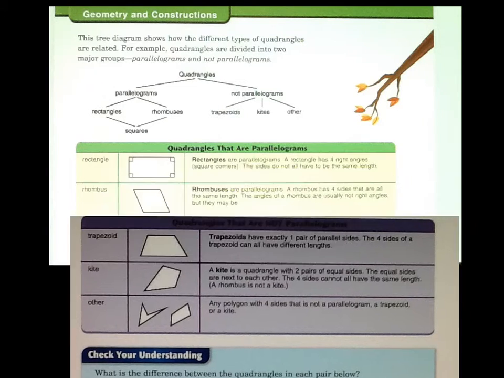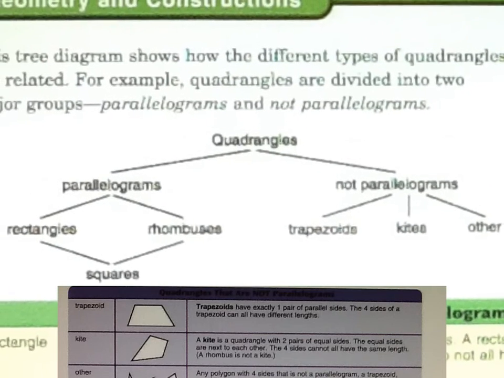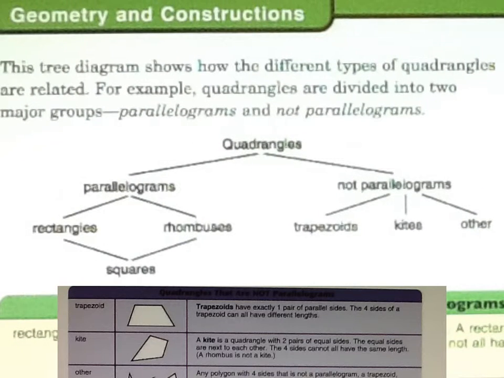Before we check our understanding of polygons and quadrilaterals, let's do one other quick review. You've seen a chart like this before. We know that all of these are considered to be polygons. Polygons, if they have 4 sides, are called quadrangles. Quadrangles can either be parallelograms or not parallelograms. The 3 types of parallelograms are rectangles, rhombuses, and squares. The 3 types of non-parallelograms are trapezoids, kites, and then other shapes.